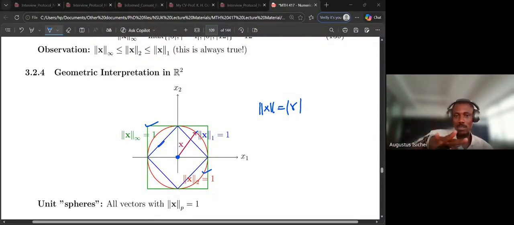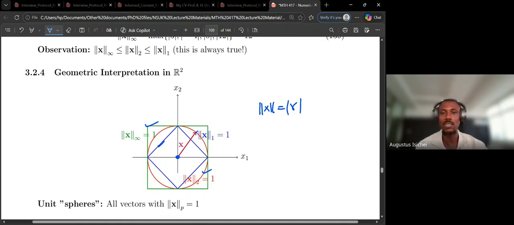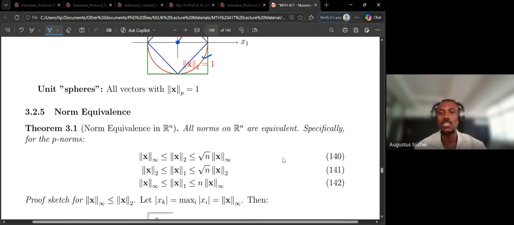Now, there are three norms defined: the norm in the blue, the red circular norm, and the green squared norm. The norm from this pictorial representation that is very close to the actual length of the vector happens to be the Euclidean norm. But when you check through all these norms, you will see that they are all approximately equal to 1. That is with unit spheres, all vectors with Lp norm equal to 1. This is just the geometric interpretation in a two-dimensional space.